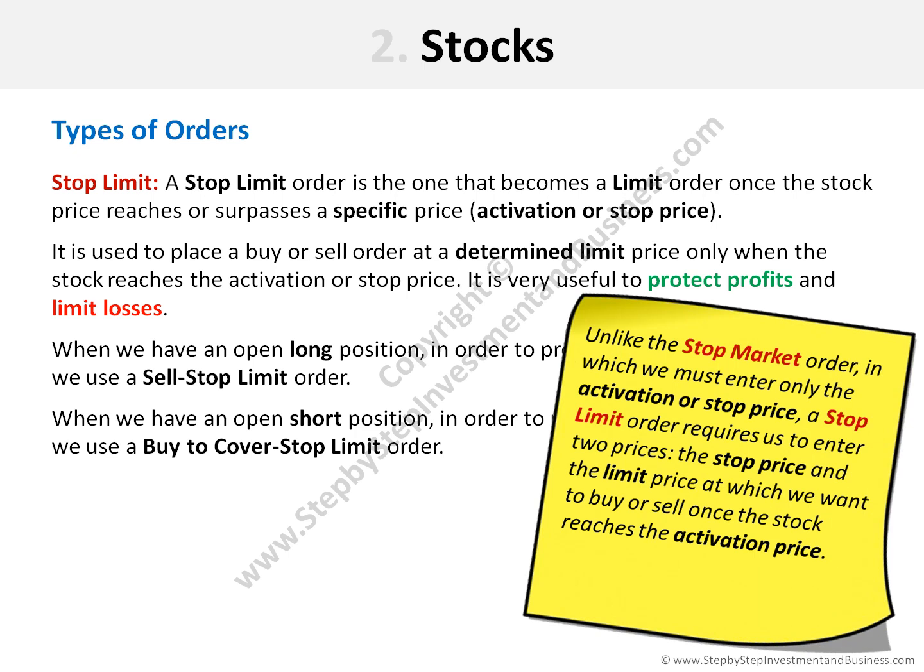Unlike the stop market order, in which we must enter only the activation or stop price, a stop limit order requires us to enter two prices: the stop price and the limit price at which we want to buy or sell once the stock reaches the activation price. That is, in the stop limit orders, we must specify two prices: one that corresponds to the activation price, the stop, and another price that corresponds to the limit price at which we want to execute the order.